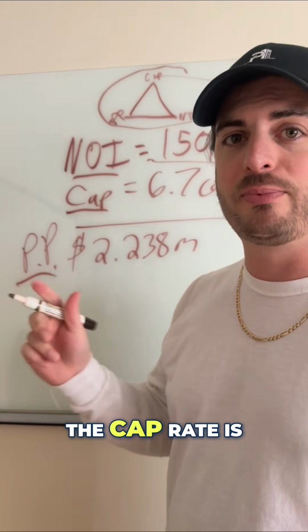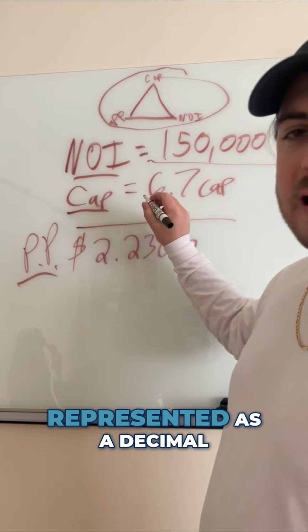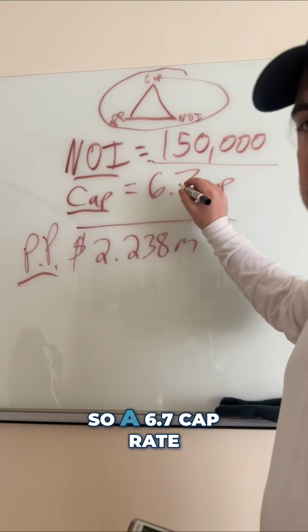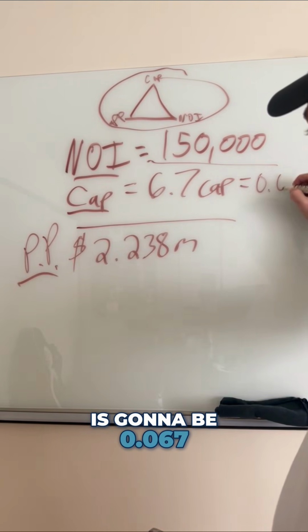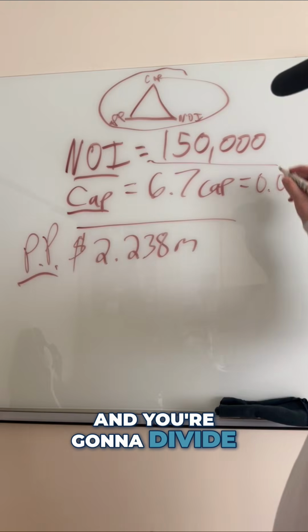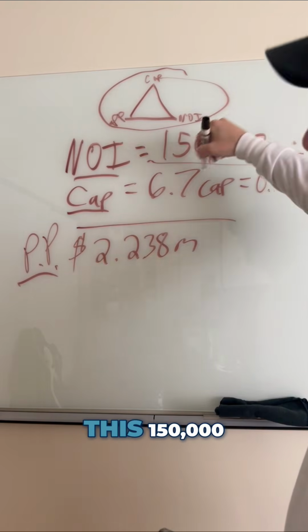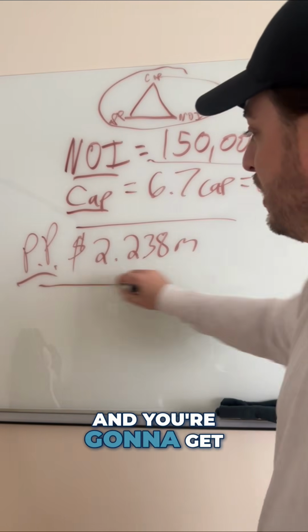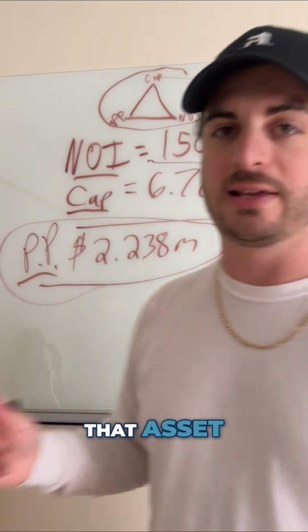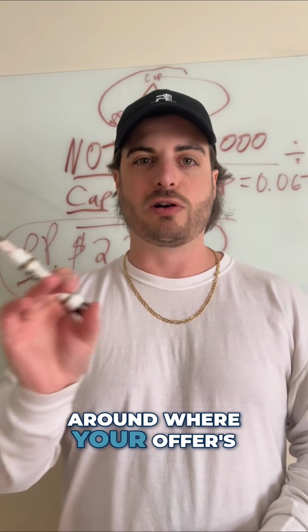And just know that the cap rate is going to be represented as a decimal. So a 6.7 cap rate, when you put it in your calculator, is going to be 0.067. And you're going to divide this NOI, this $150,000, by 0.067, and you're going to get the purchase price of that asset. So that should be around where your offer is going to be.